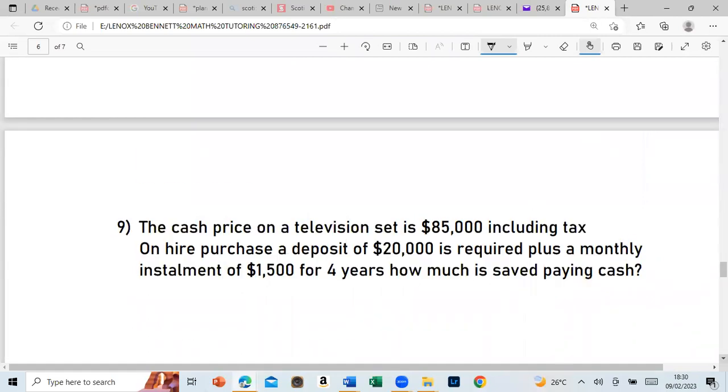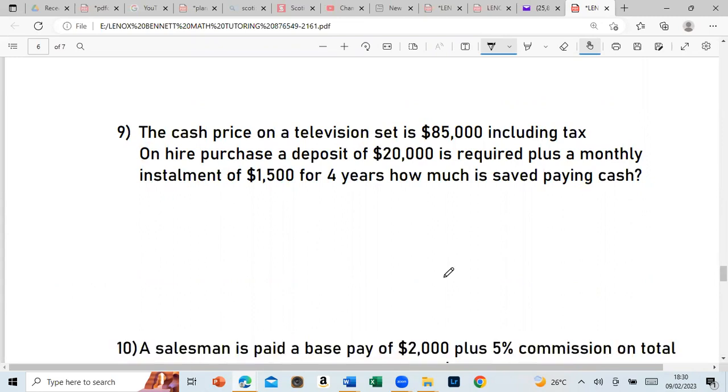All right, number 9. The cash price on a television set is 85,000, including tax. On hire purchase, a deposit of 20,000 is required, plus a monthly installment of 1,500 for 4 years. How much is saved paying cash? How do we even approach this? So much reading. What's the approach, guys?